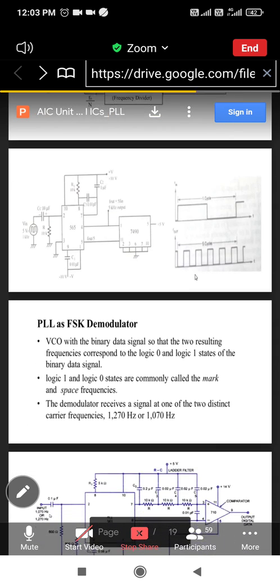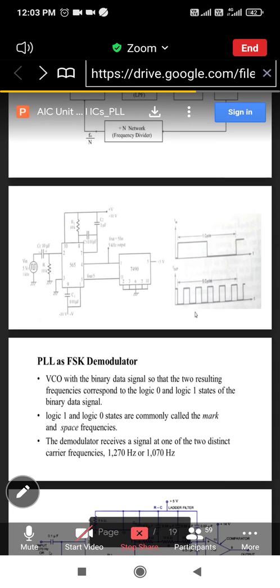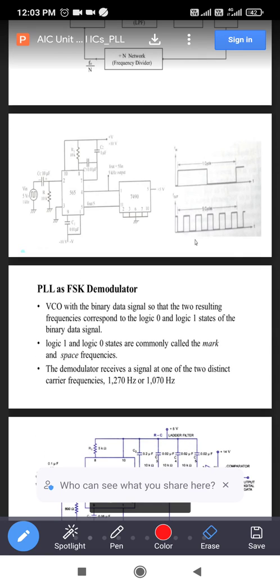So that is given here. So this is the circuit diagram. The left hand side figure is the circuit diagram of the frequency multiplier or frequency synthesizer, and the right hand side shows the output waveform.